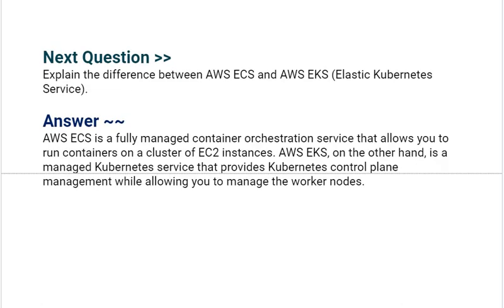Our next interview question is: explain the difference between AWS ECS and AWS EKS, that is Elastic Kubernetes Service. Your answer should be AWS ECS is a fully managed container orchestration service that allows you to run containers on a cluster of EC2 instances. AWS EKS, on the other hand, is a managed Kubernetes service that provides Kubernetes control plane management while allowing you to manage the worker nodes.